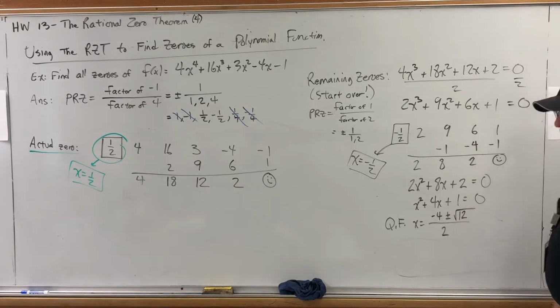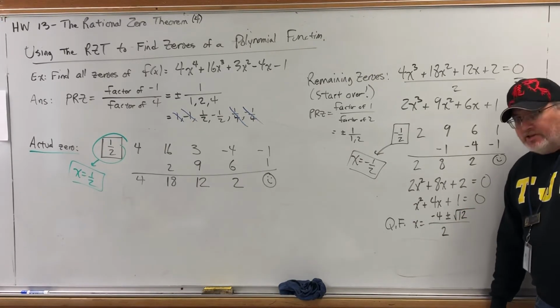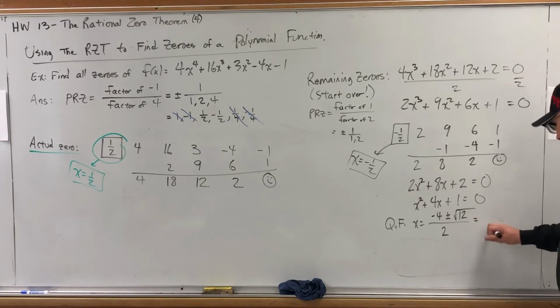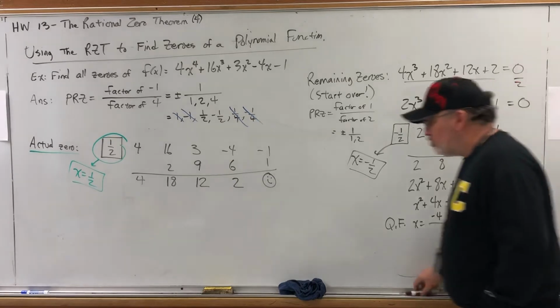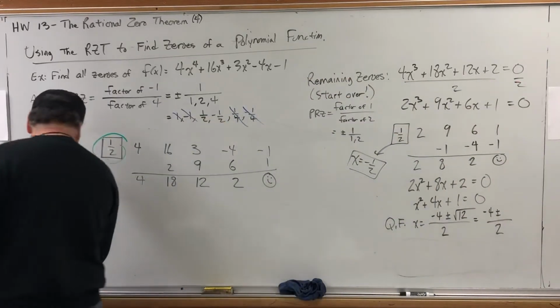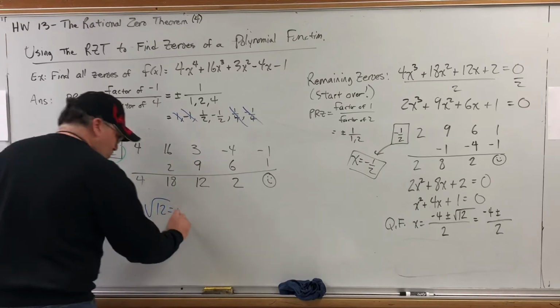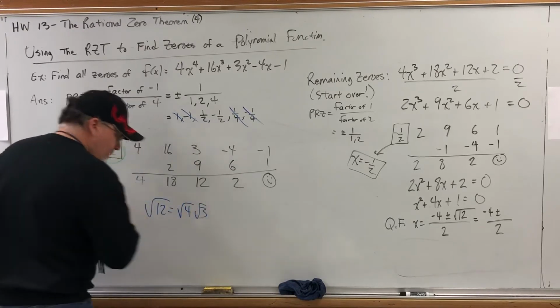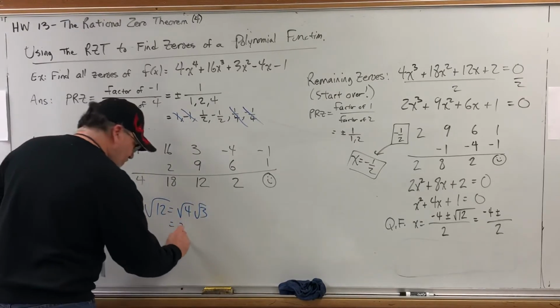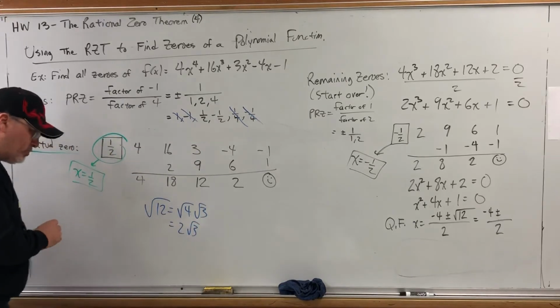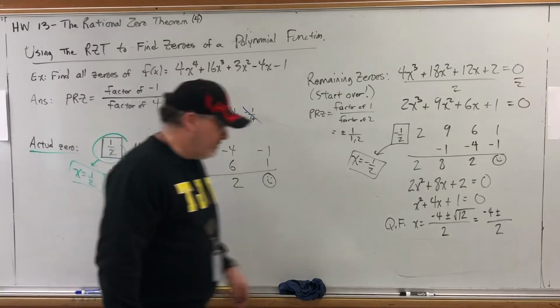Oh goody, a number that we can't square root completely, but we can square root partially. Just a reminder about how to simplify the square root of 12. I can rewrite it as the square root of 4 times the square root of 3, and I know the square root of 4 is 2. So the square root of 12 simplifies to 2 times the square root of 3.